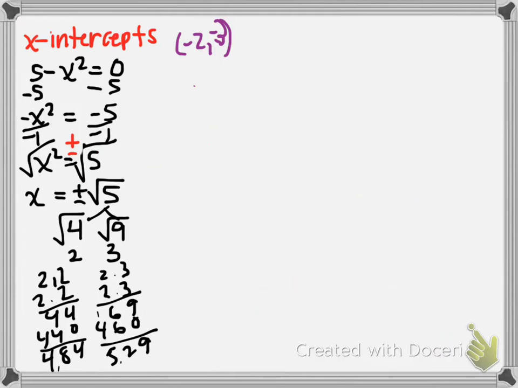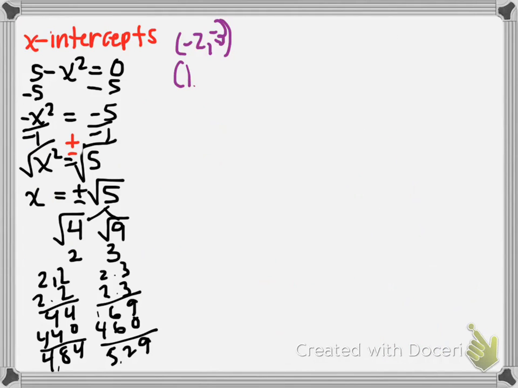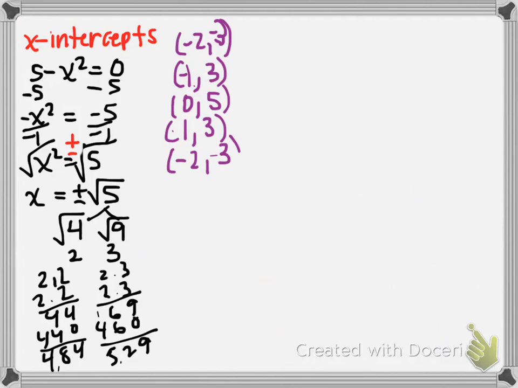Sorry, I have to write it. Sorry about that. And then we had 1, positive 3. We got the vertex of 0, 5. Oh, that's negative 1, 3. 0, 5. And then we had 1, 3, and negative 2, negative 3. Positive 2, negative 3. Sorry, brain. All right, let's go ahead and see if we can graph this.